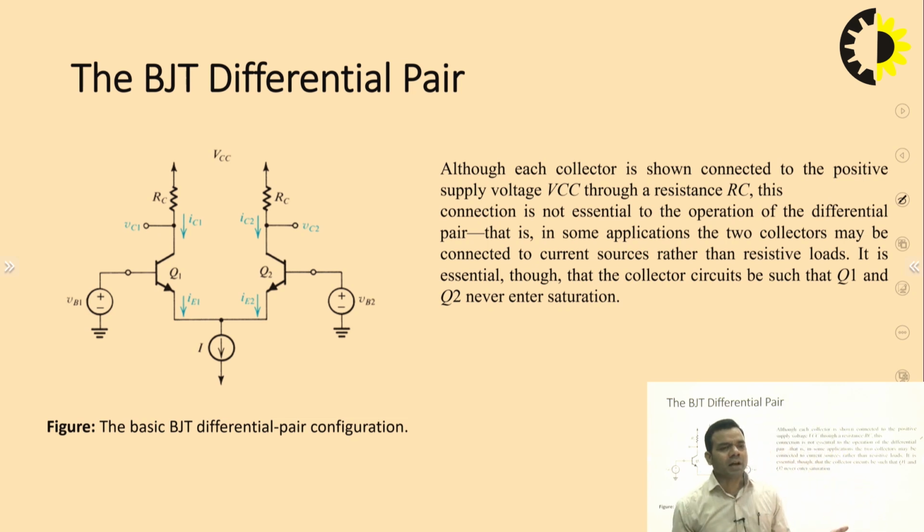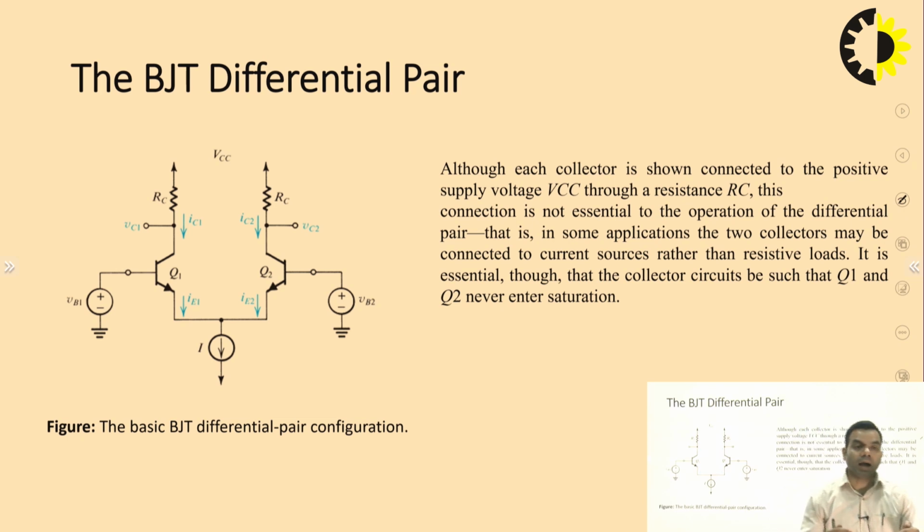the purpose is absolutely different. Here the purpose is to get the amplified output, that is the difference of the signals applied at the 2 inputs. This is how you can simply differentiate between a current mirror circuit and a BJT differential amplifier.